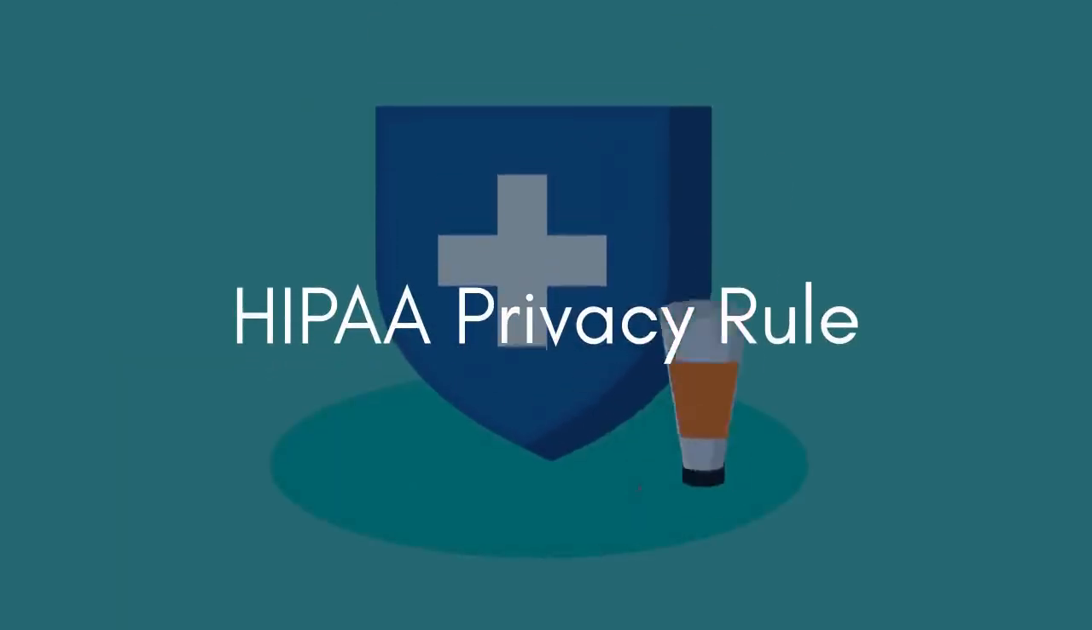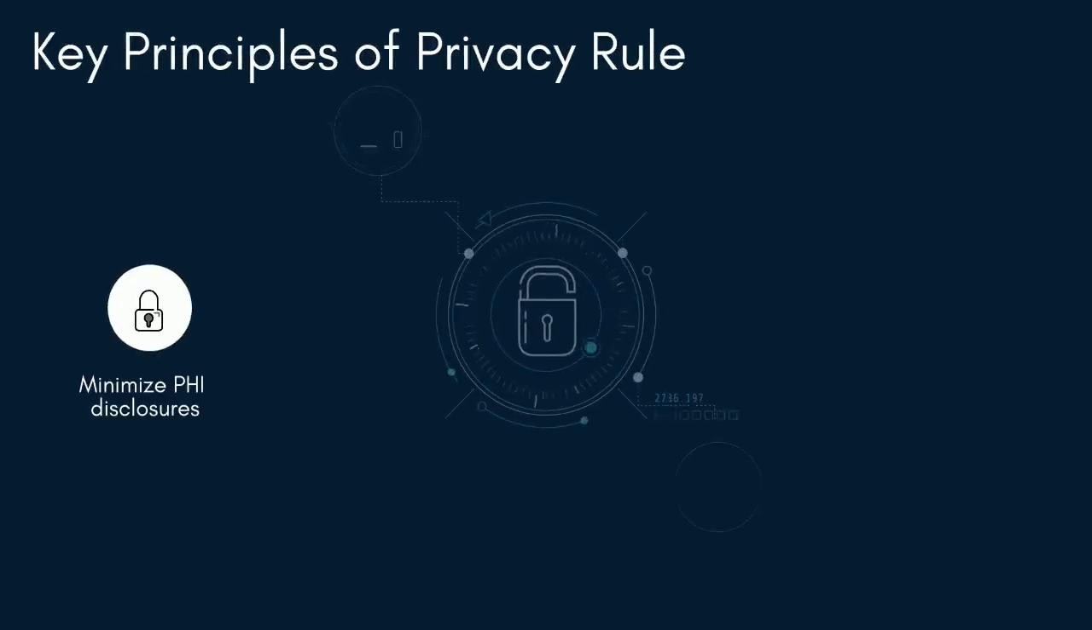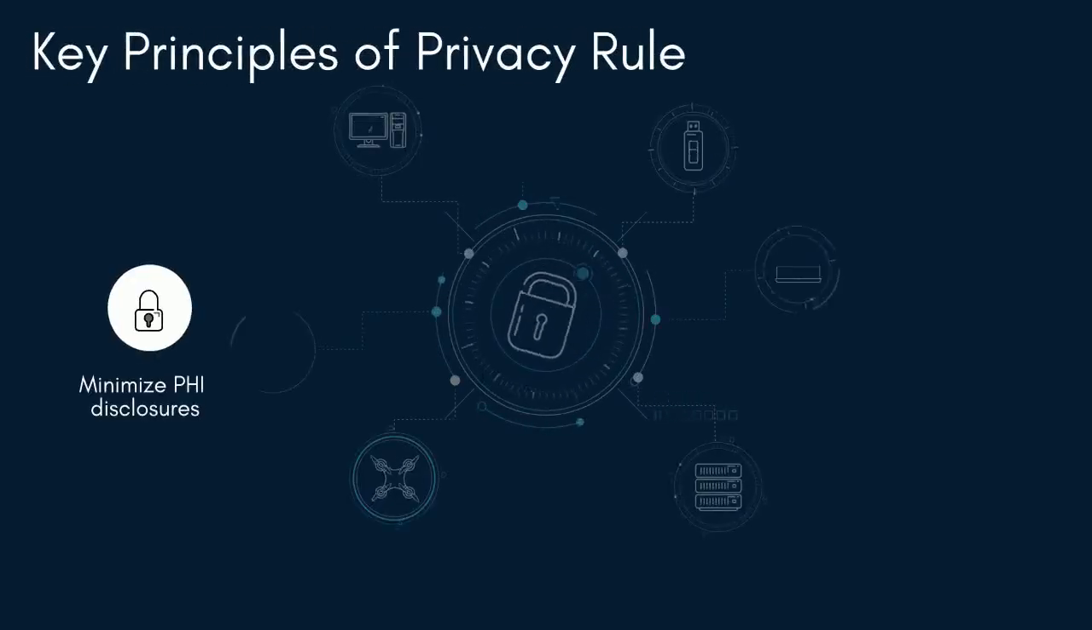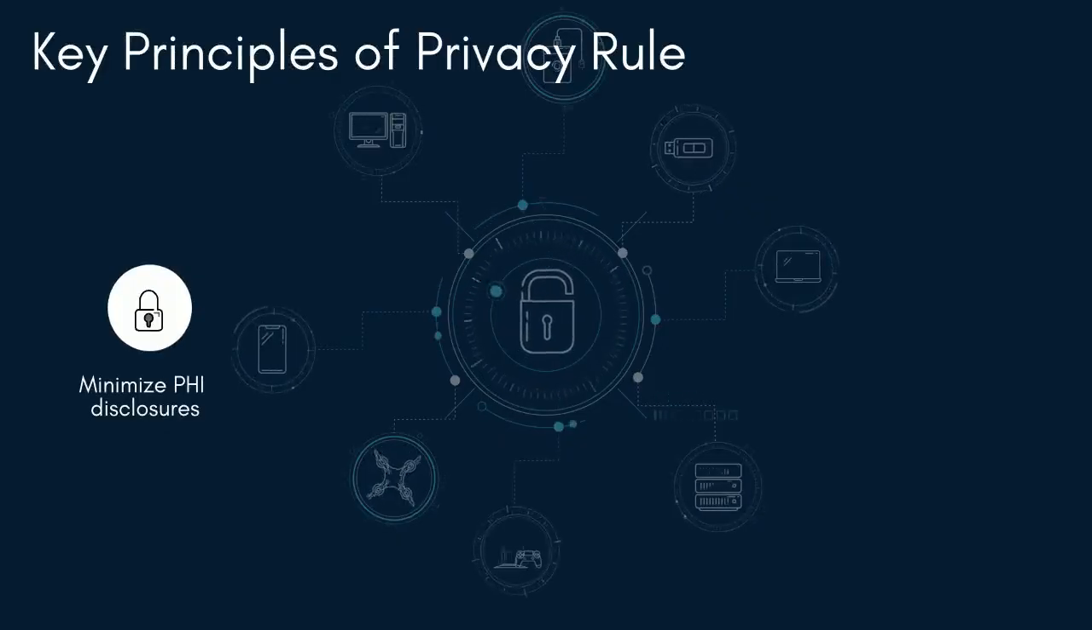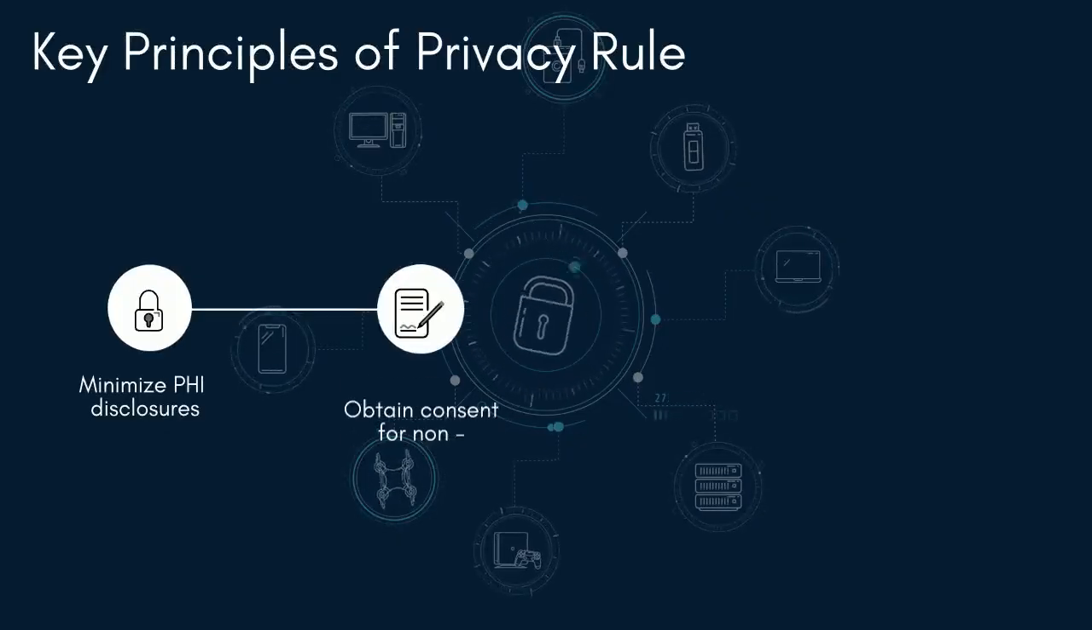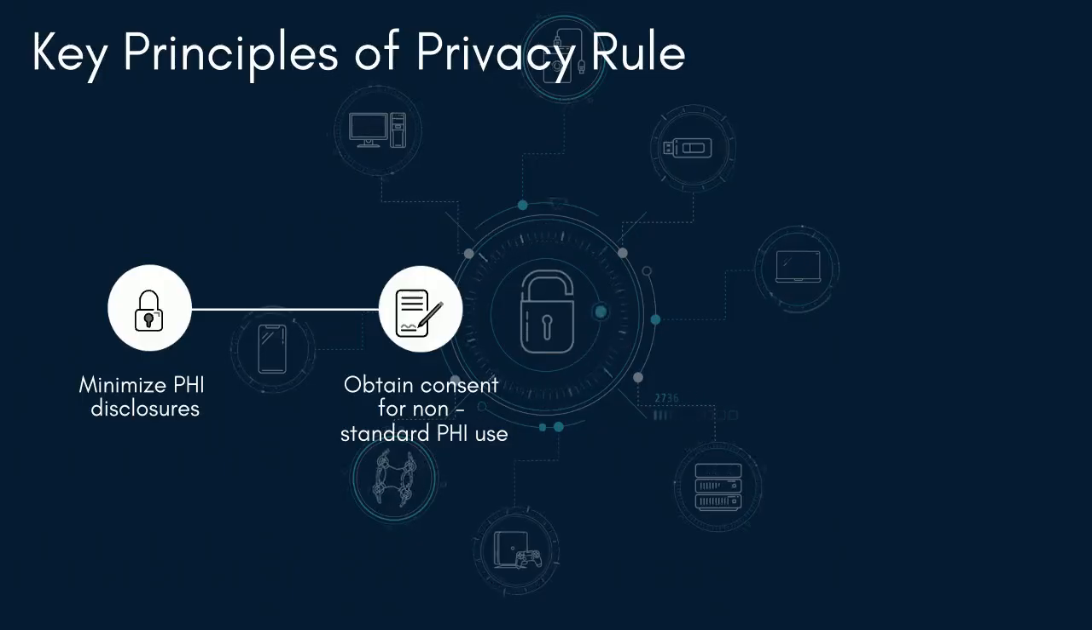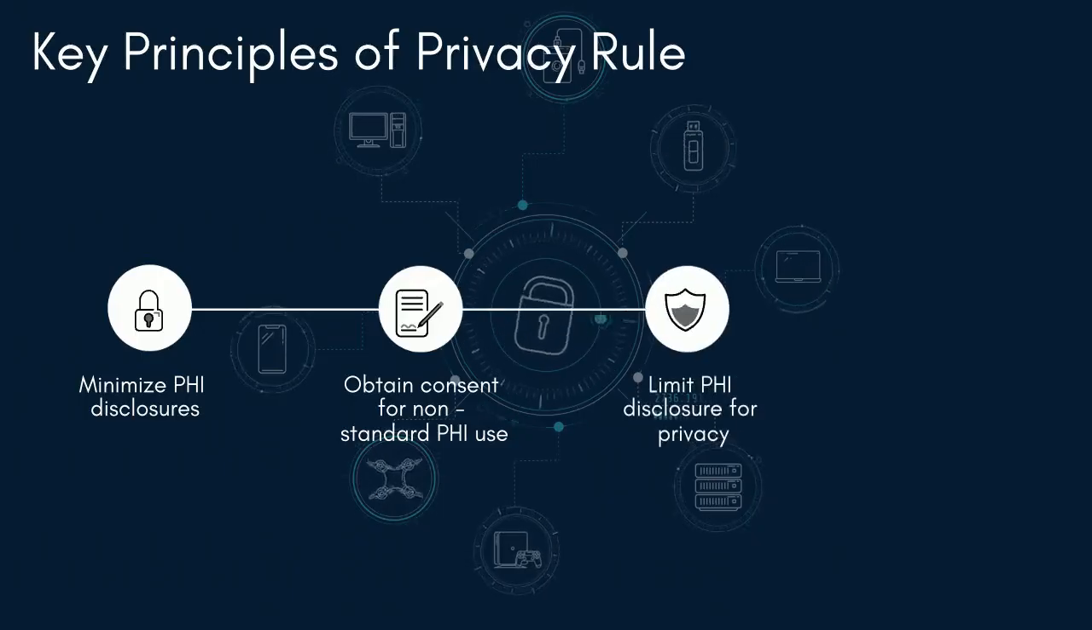Now let's shift to the HIPAA Privacy Rule. The Privacy Rule enforces a minimum necessary standard, ensuring health information is only shared when needed. It requires patient consent and authorization for using their data beyond standard medical purposes. Finally, it sets strict limits on how patient information is disclosed, safeguarding privacy.